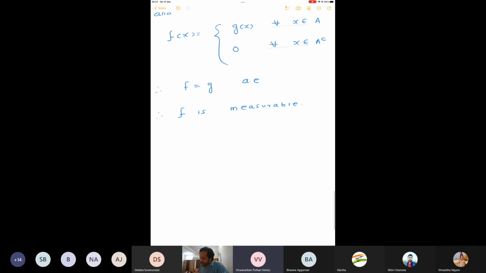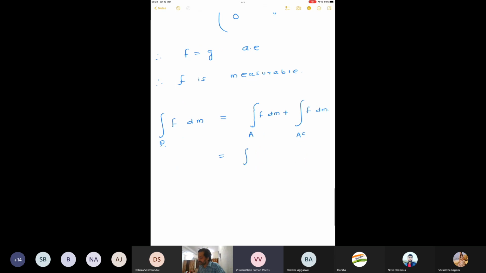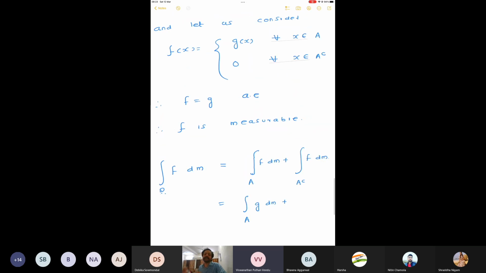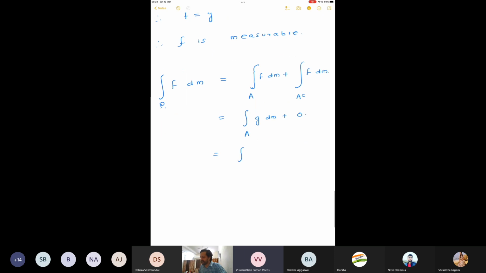Now, integral f dm. I am talking about the integral over the entire domain. It is equal to this. We have proved the domain decomposition property: integral over A of f dm plus integral over A complement of f dm. And on A, f and g are the same. So integral over A of g dm, plus on A complement f is 0, and therefore this will not contribute anything. Therefore, this is equal to integral over A of g dm.